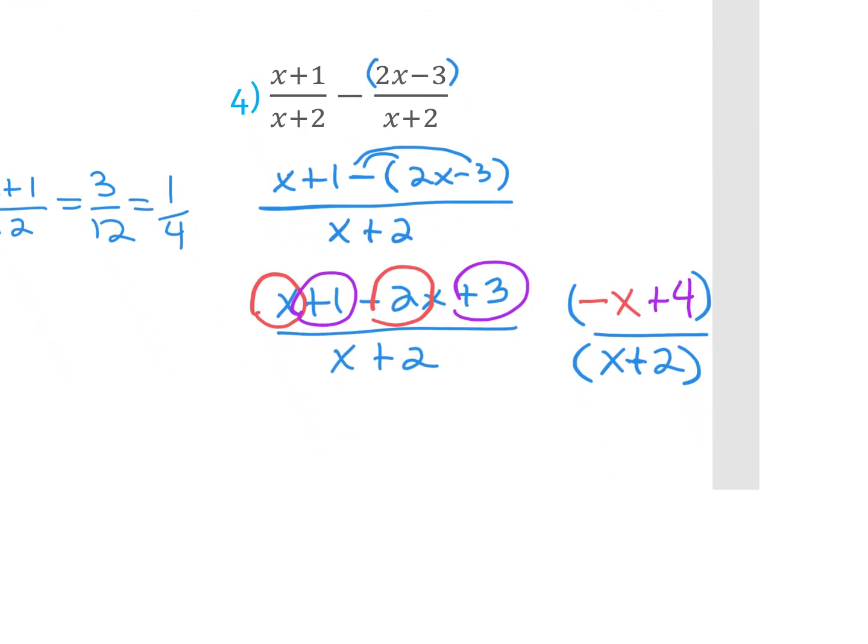Again, remember, these are attached. Do not try to cancel the x's, and do not try to simplify 4 divided by 2. The only way something's going to simplify here is if it looks identical. I would need either another x plus 2 in the top to cancel it, or a negative x plus 4 in the bottom. Okay, so nothing simplifies here. You're done. Pretty good? Okay, let's try number 5.